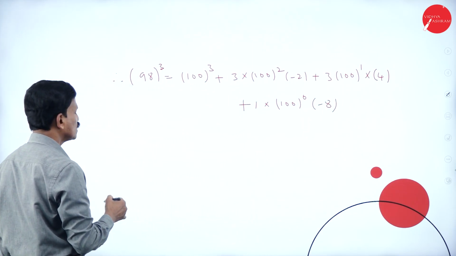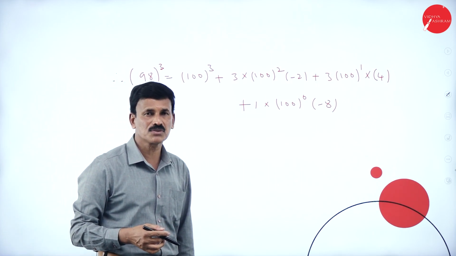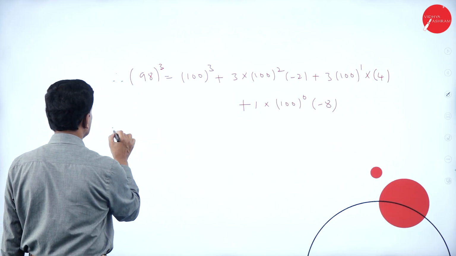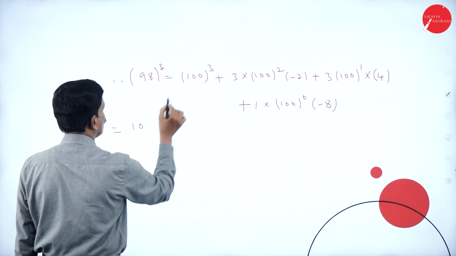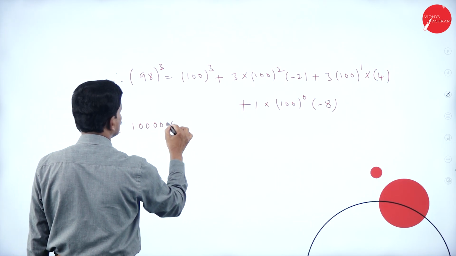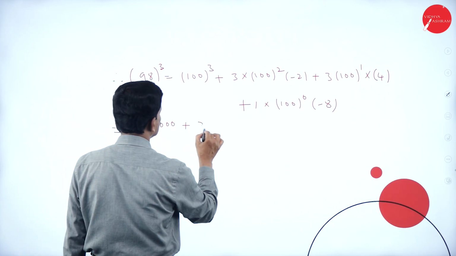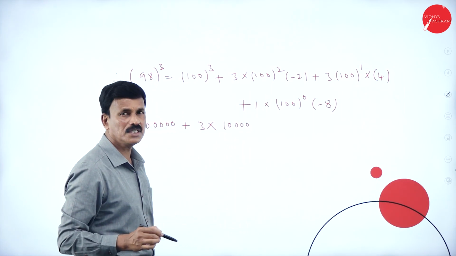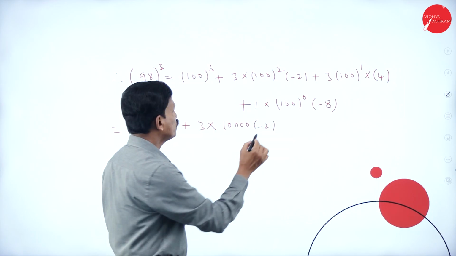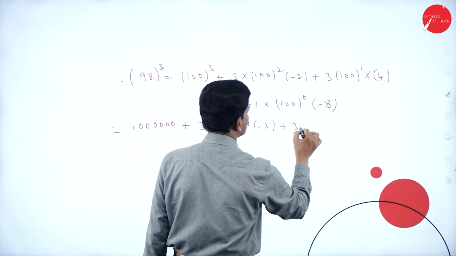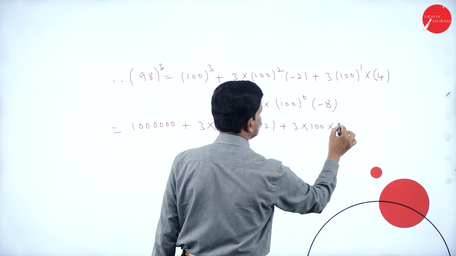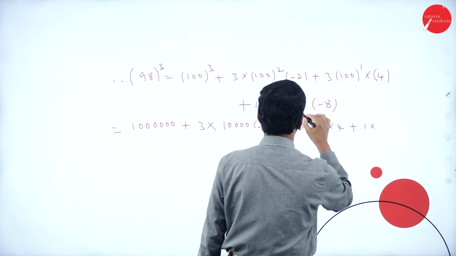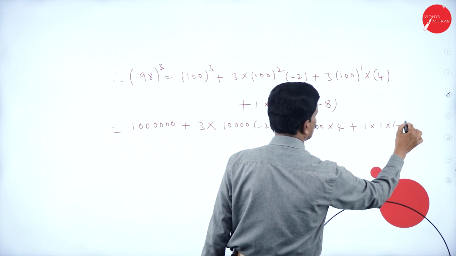Now this can be written as, now simplify, what is 100 cube, 100 square and 100. That's it. Now simplify this, 100 into 100 into 100, just if you multiply 3 times, you will get 1 followed by 6 zeros, plus 3 into 100 square. 100 square means 1 followed by 4 zeros. Okay. Into minus 2, plus 3 into 100 to the power of 1 is 100 into 4. Again this is plus 1 into 100 to the power of 0 is 1 into minus 8.